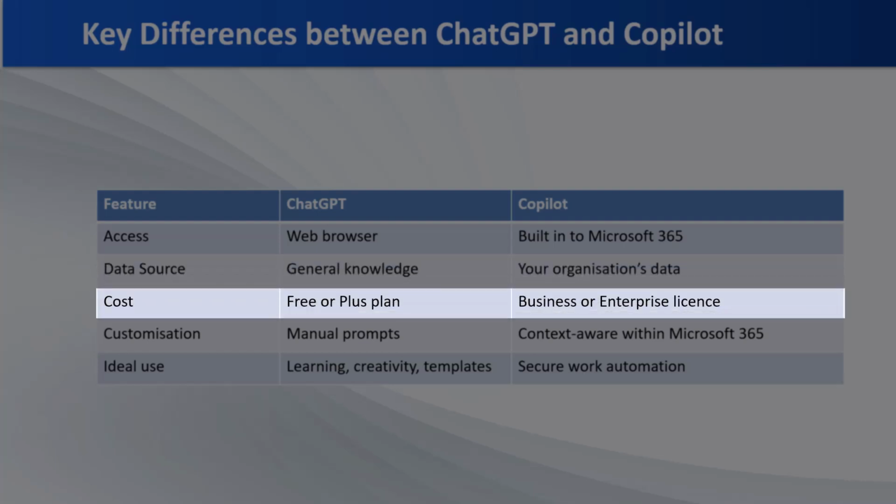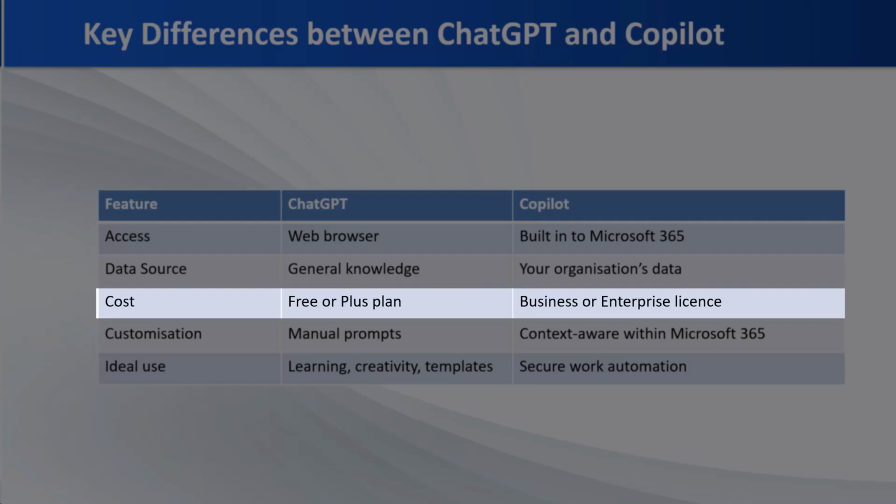The cost, well, I have a Plus plan for ChatGPT, but you can also get a free plan, which does have certain limitations for use, whereas with Copilot, your business has to have either a business plan or an enterprise license. One other point about that, and that is that for ChatGPT, it's $20 for a Plus plan per month, whereas with Copilot, it's around about $30 per user per month.